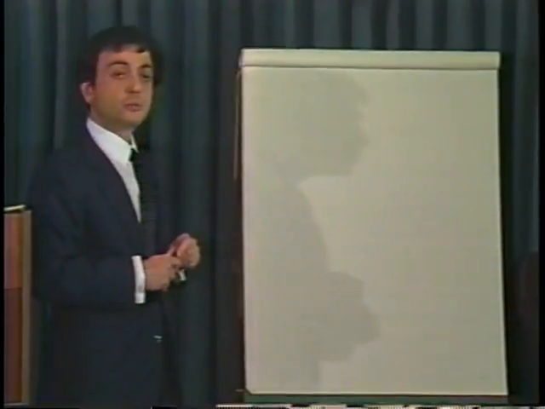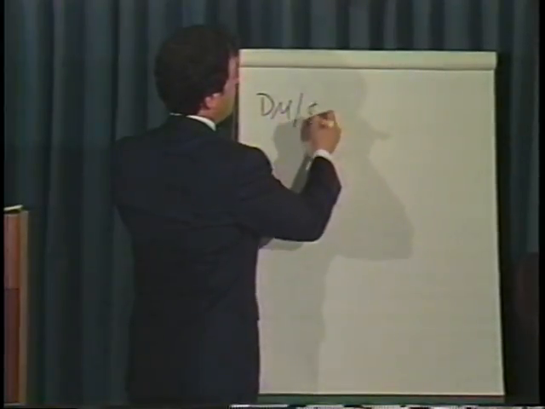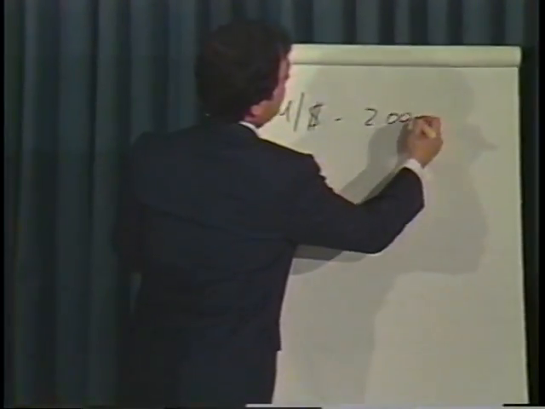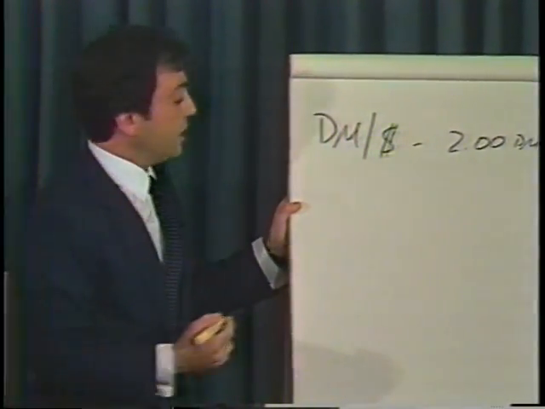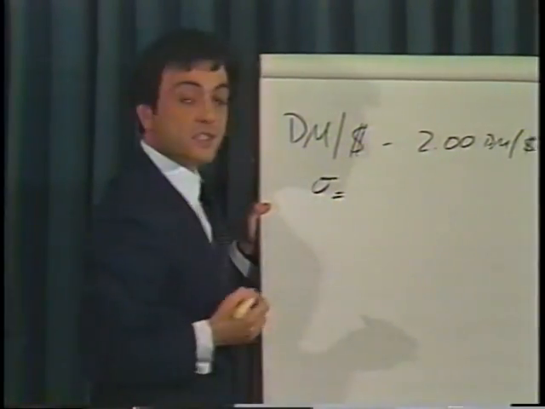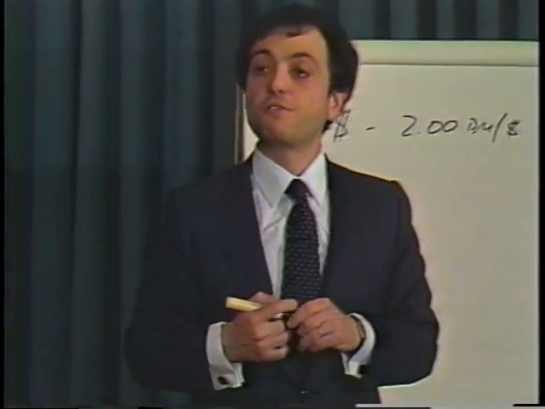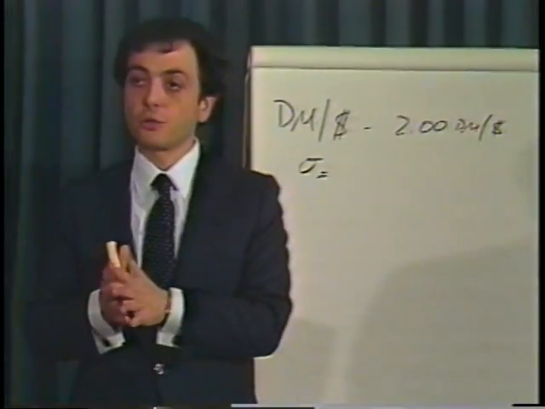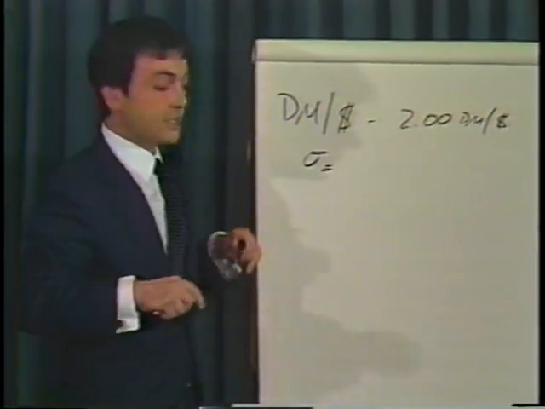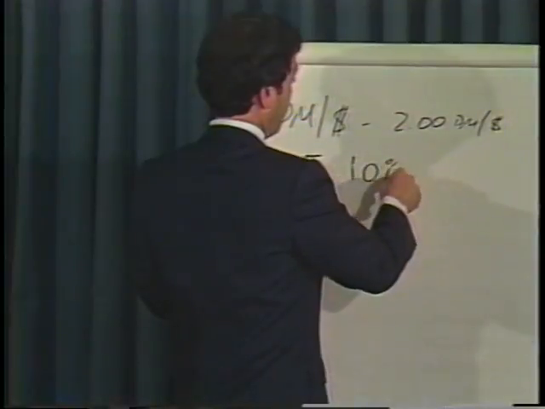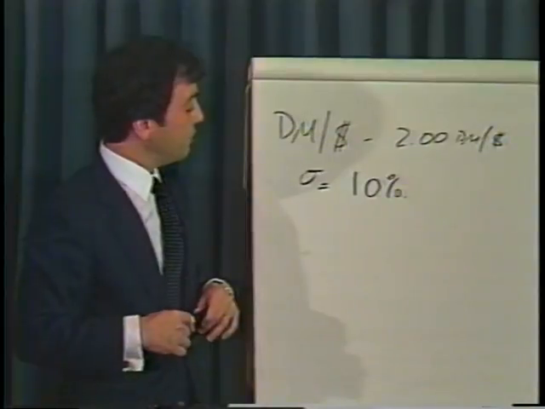Now, let us assume that the mean DM dollar exchange rate, for instance, is 2 DM to the dollar. Now, let us say that the volatility, sigma, and that is what our options traders on the 35th floor will quote you. Let us say the sigma on the DM dollar 1 year out is 10%. Okay? So what is 10% of 2 DM to the dollar? Well, that is 20 pfennigs, right?